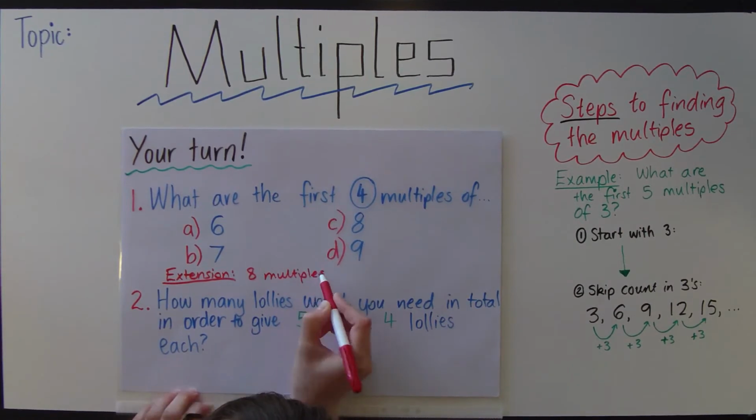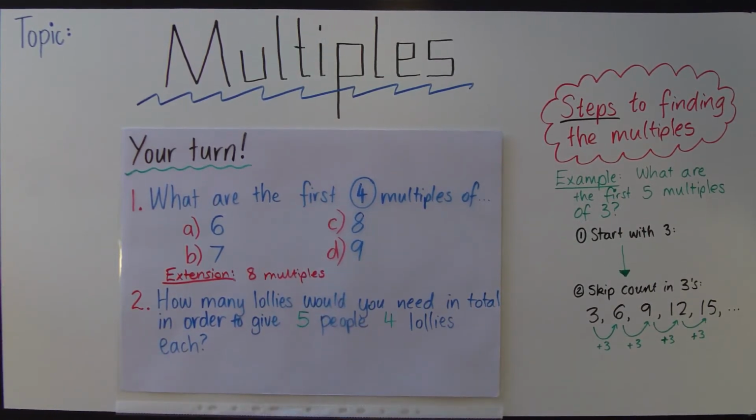And remember, with multiples, it needs to start at the starting number. So I'm just going to remind you over here with the first 5 multiples of 3, we start at 3. That is the first number we start at for multiples of 3. And then here we've got question 2.